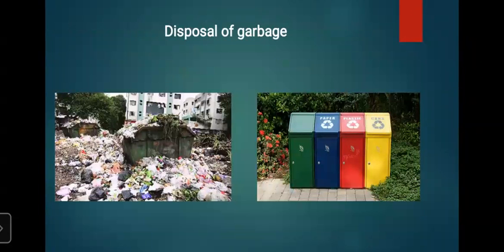You can see two pictures in front of you. In one picture, garbage is thrown everywhere. In the second picture, bins are kept with proper naming: green, paper in blue, plastic in red, cans in yellow. Retention of unwanted and harmful substances in the body is also dangerous.